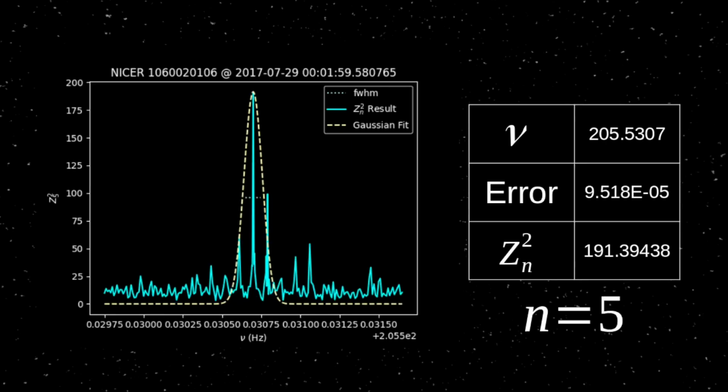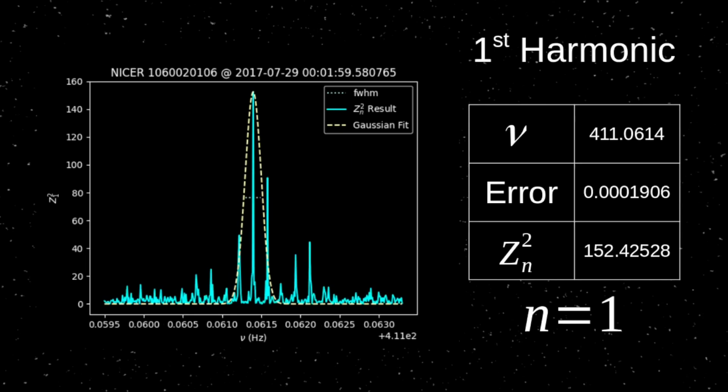And we see the same thing going all the way up to Z5 squared. Here, for the first harmonic for the NICER Pulsar, I should have mentioned that this is NICER OBSID 10600-20106, taken in 2017. This is a really early NICER observation, by the way. I love dipping into these earlier observations that I worked with a lot in the past. But here, the Z1 squared value is 152 for this first harmonic, at exactly 2 times the frequency of what we would expect to be the frequency related to the spin frequency of the pulsar.